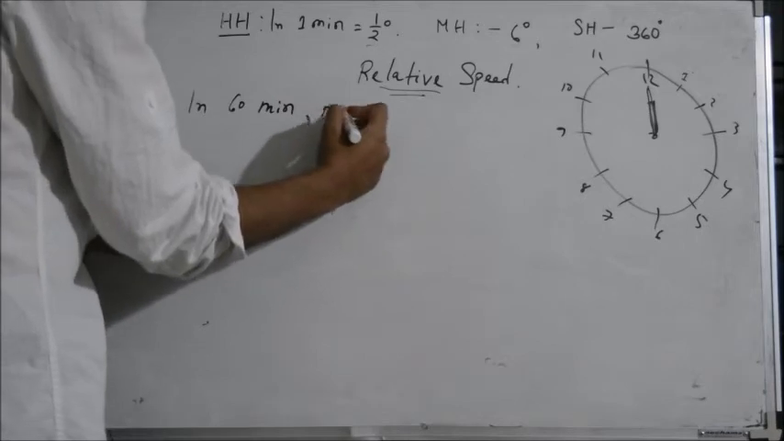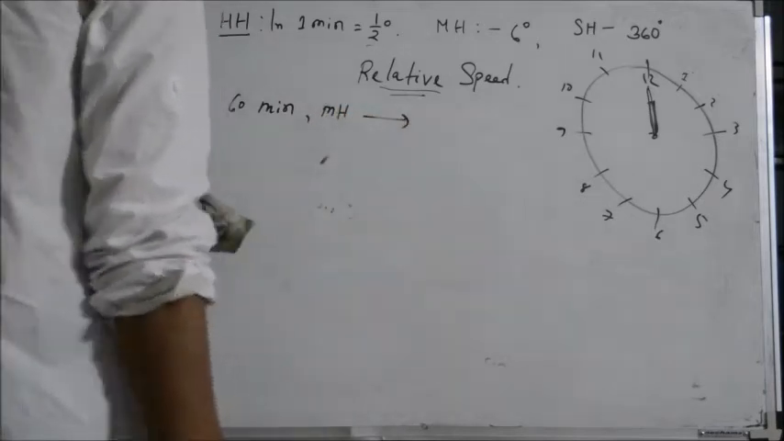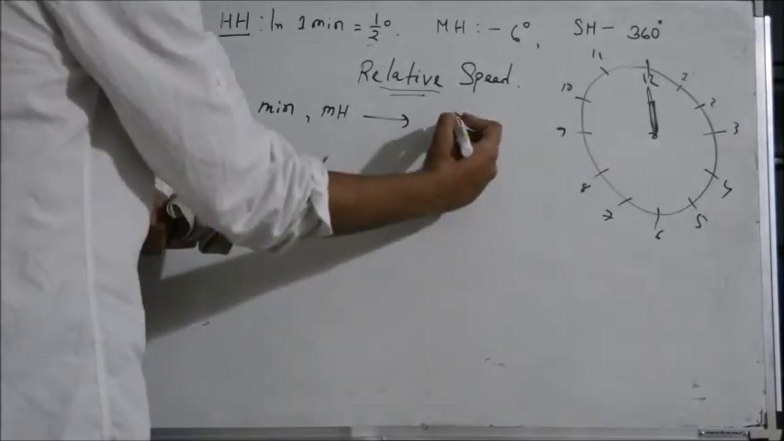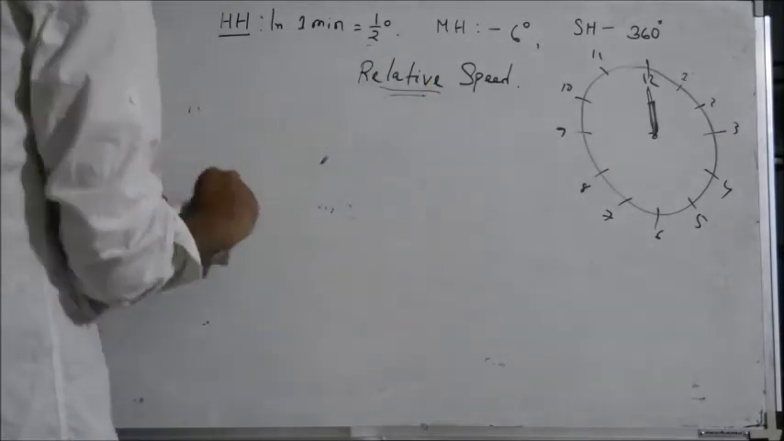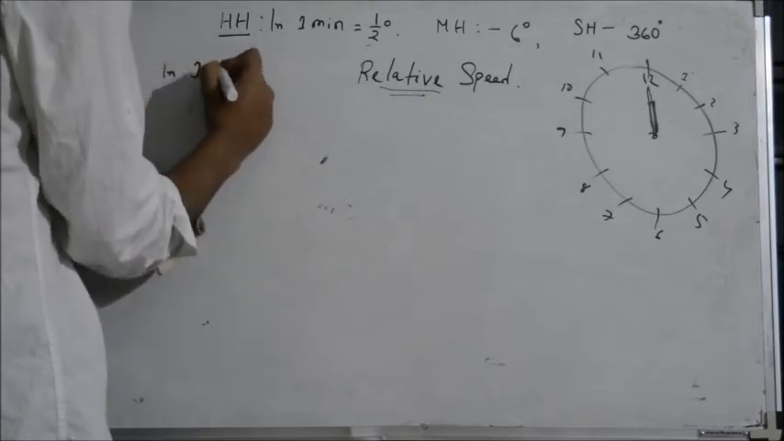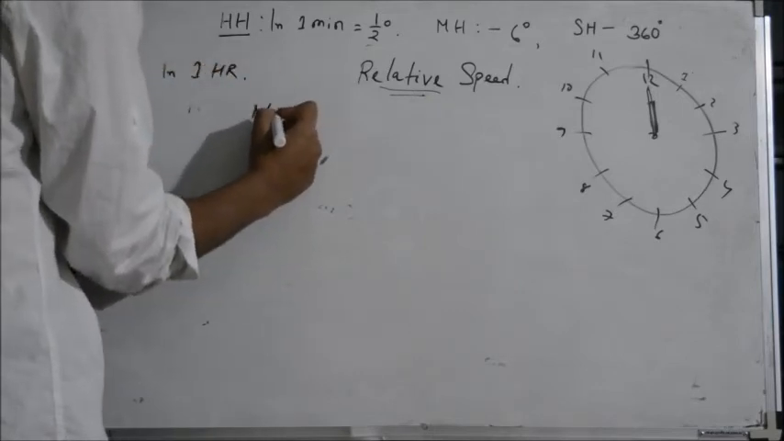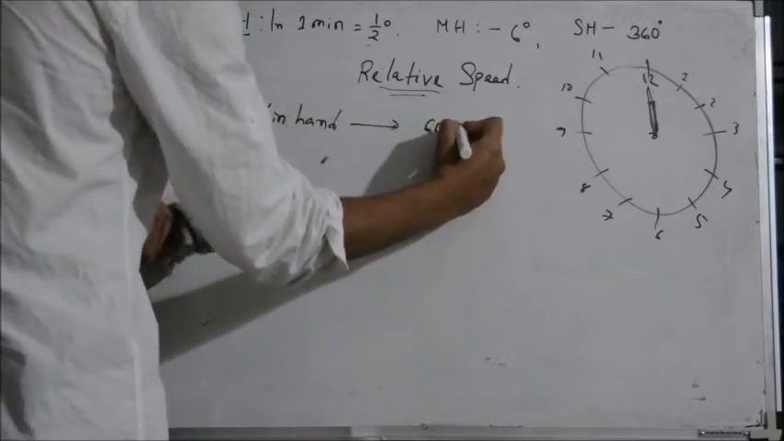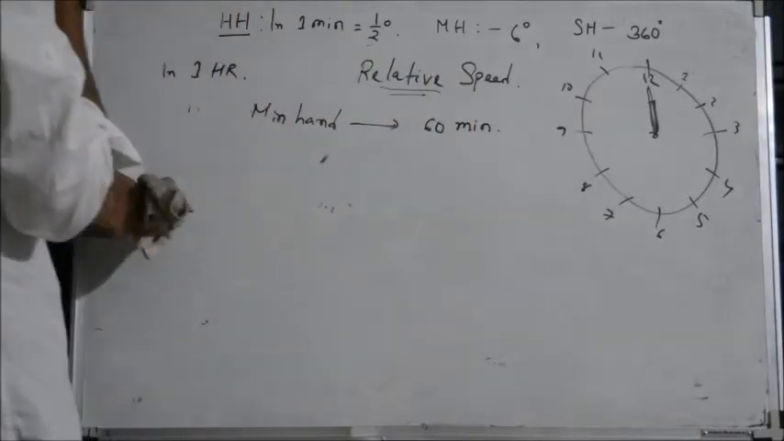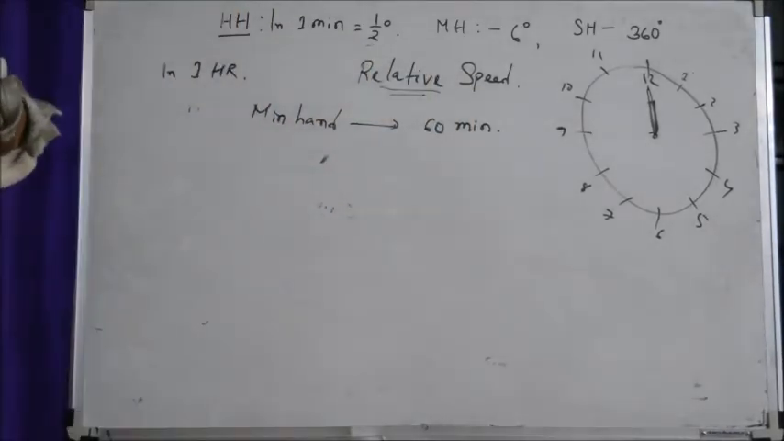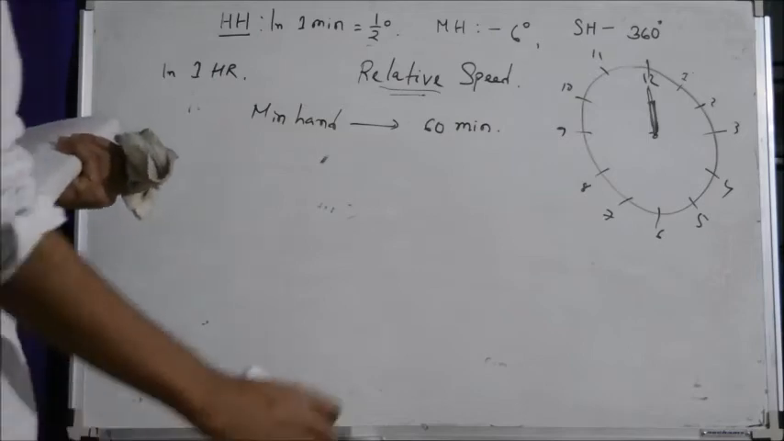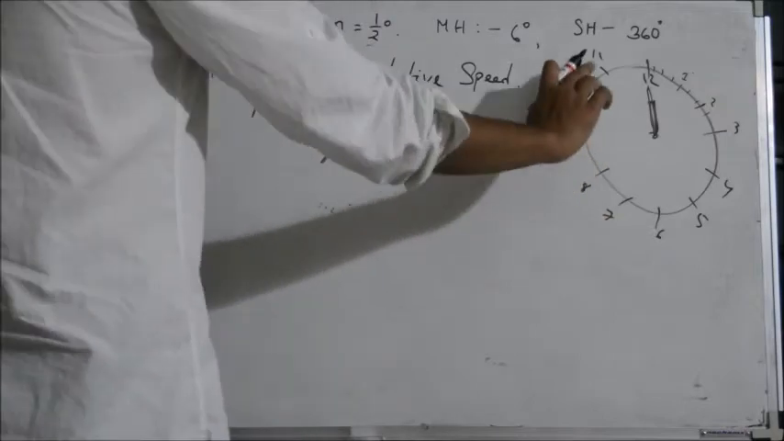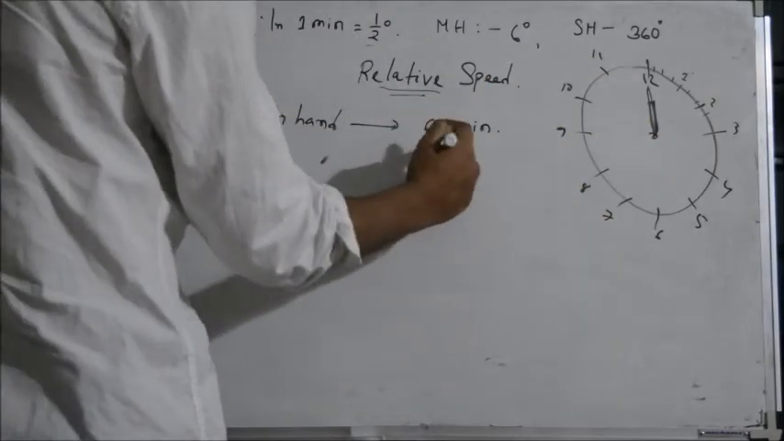the minute hand will move 60 minutes in 1 hour. Right? If you consider this 1 minute, 2 minutes, 3 minutes, 4 minutes, 5 minutes, 6 minutes, likewise, in 1 hour, the minute hand moves 60 minutes.